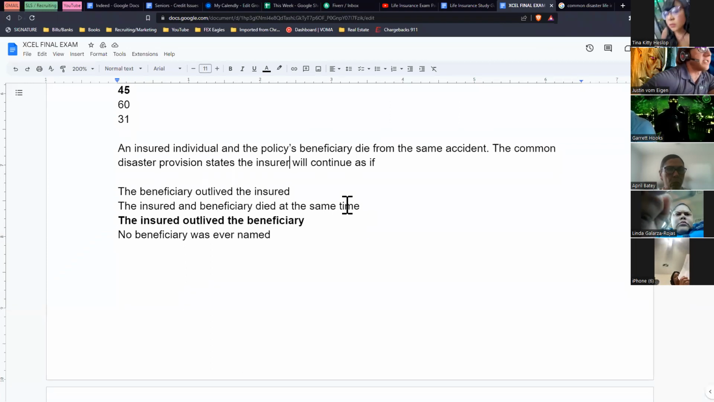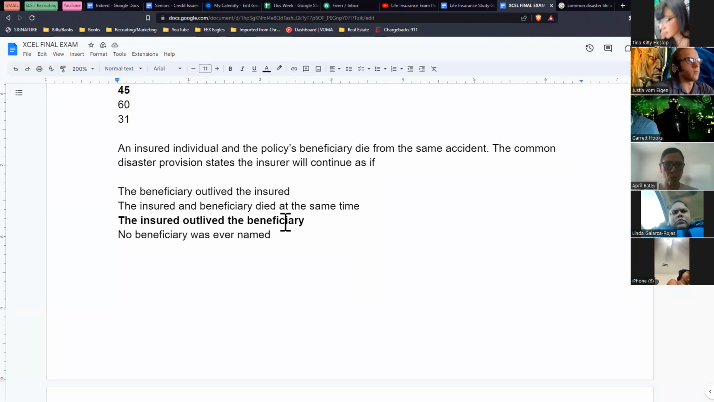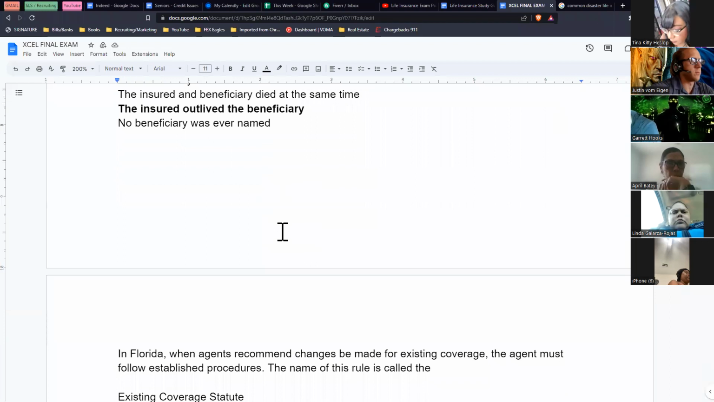So in a common disaster, just know the insured outlived the beneficiary, which would mean that it gets paid to the contingent, right? That's where they're saying that. So if they don't know who died first, but it's the same accident, they're going to assume the money goes to the contingent beneficiary, not the family of the primary. Does that make sense?